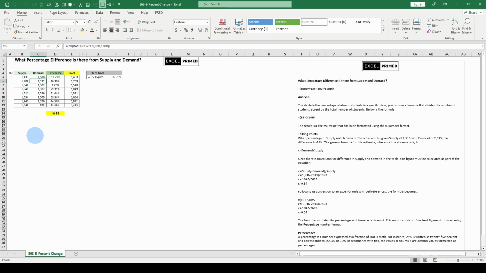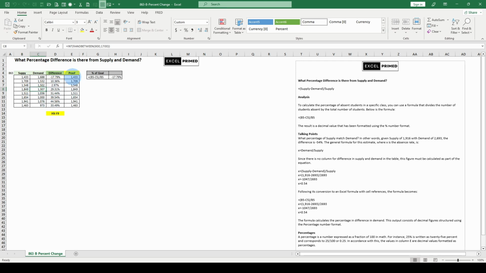1709, 1532. Our demand is less than our supply. 1548, 1502, evenly matched. Here, our supply, we have way too much, sort of like Nike in their tennis shoes lately. Way too much supply and not enough demand, and so on and so forth.